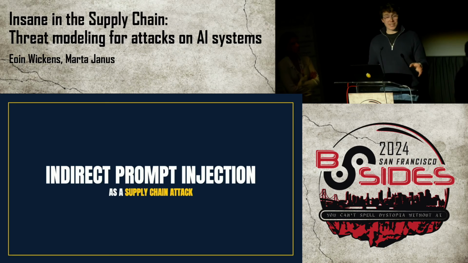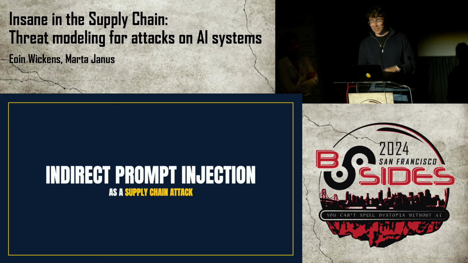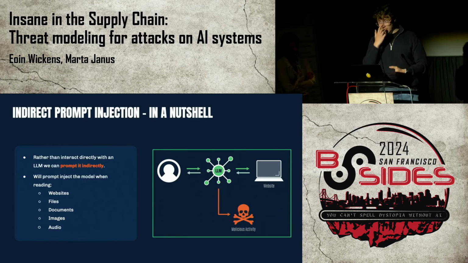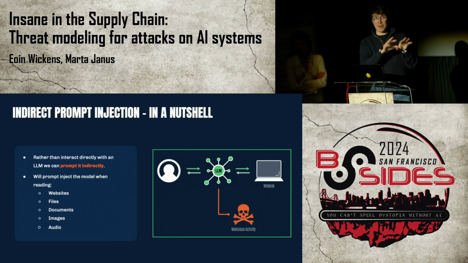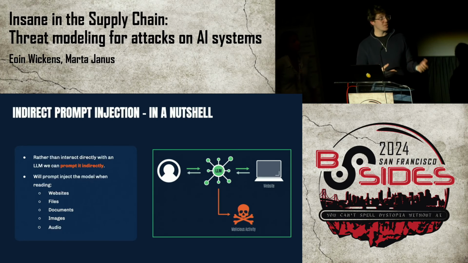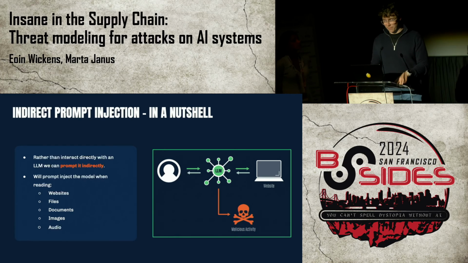One of the really interesting ones is indirect prompt injection as a supply chain attack. It's not as obvious, but it's quite cool. Indirect prompt injection is essentially where, instead of typing a prompt injection into the chat window, we prompt inject a model through maybe a website, or a piece of audio, or an image, for instance.